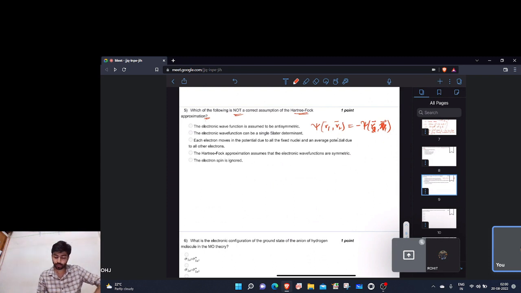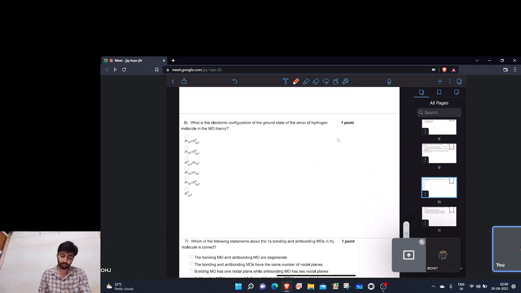The Hartree-Fock approximation assumes that electronic wave functions are symmetric, which is a false assumption in the case of Hartree-Fock. So the correct option is the one that says this, and also the spin is ignored in this Hartree-Fock approximation.